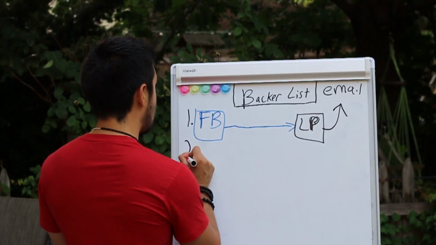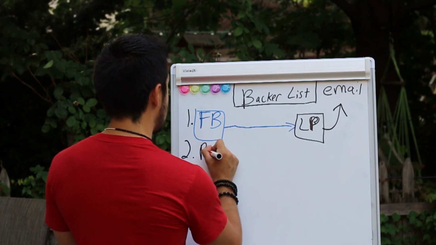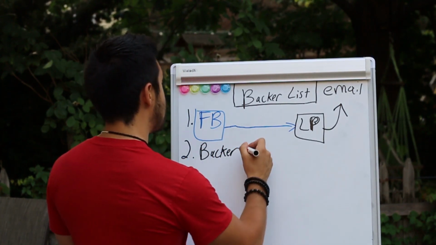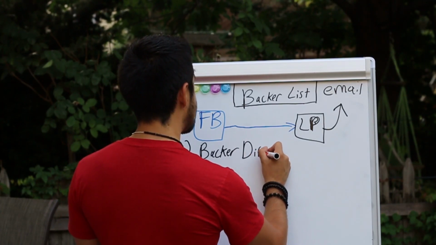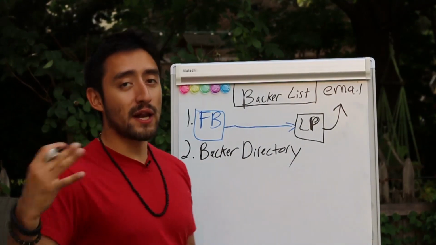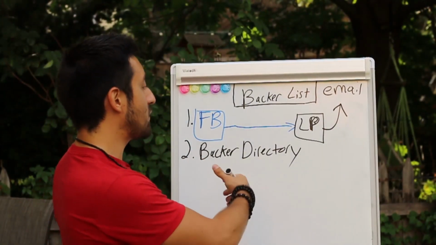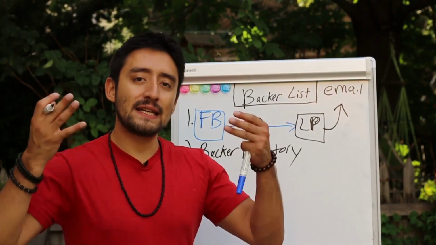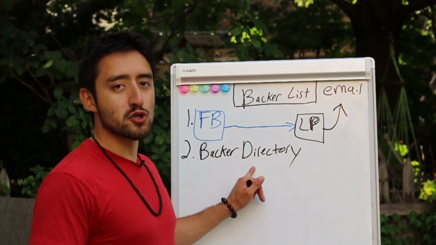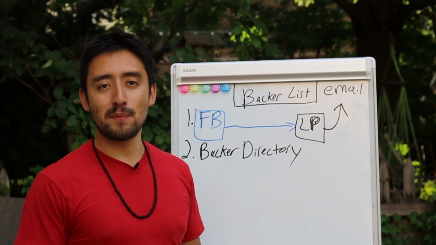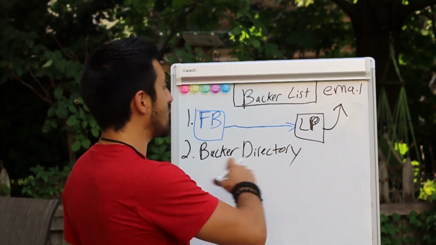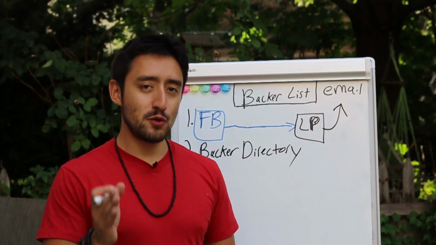Now, the second way is to buy into a backer directory. So what is a backer directory? Very simple. A backer directory basically is a list of people that someone else has put together. They've gone out there, they've done the hard work, they've created a list, an email list or list of names of people that are regular backers on Kickstarter and Indiegogo. These are people that are super backers or people that you can reach out to. A backer directory can be really powerful when used the right way.